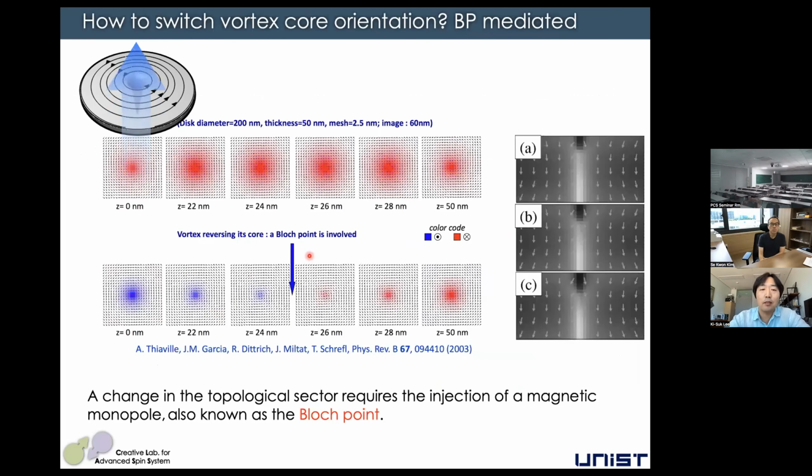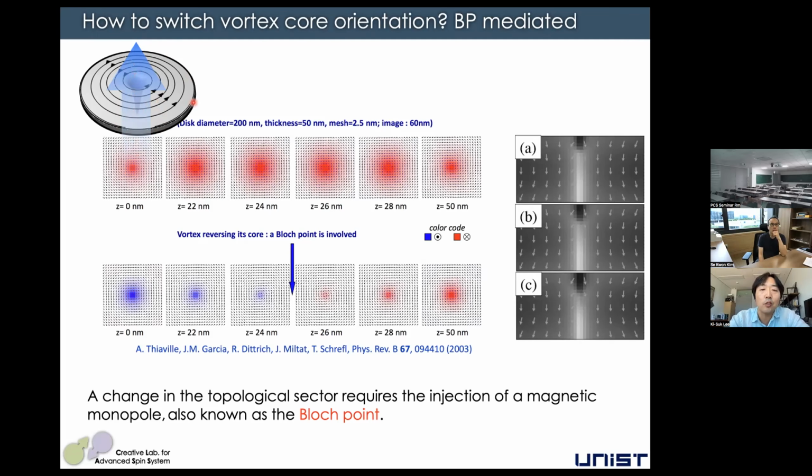Okay, now let's think about the role of Bloch points here. Let's think about the change of the vortex-core structure. This is a different method of switching the vortex-core structure. It has a downward vortex-core structure, and if you want to switch this core structure, the first attempt is to apply a very strong magnetic field along the opposite direction of the core structure, and then you obtain the core switching.